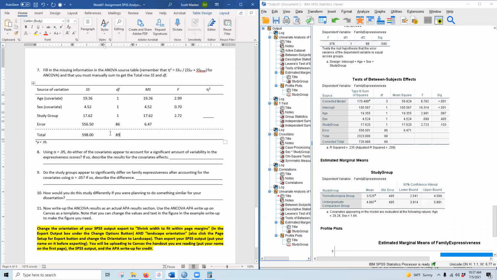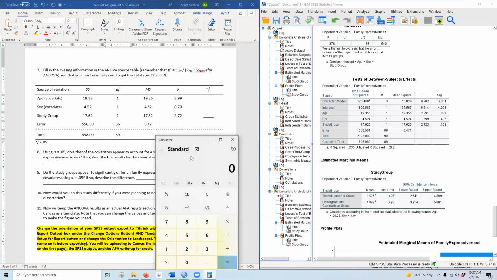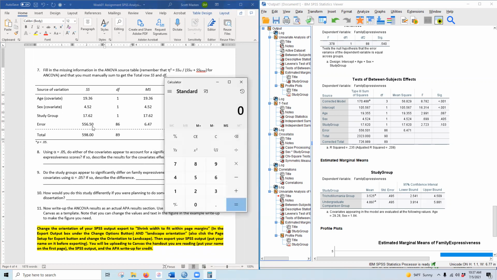All right, so eta squared is not the sum of squares for the IV divided by the sum of squares total here. It's the sum of squares for the IV divided by the sum of the error and the IV. So it's a two-stepper basically. We have to get the sum of these two things for the bottom: 17.62 plus 556.50. That's 574.12. I'm just going to write it down because it is a weekend. So we have to divide 17.62 by 574.12 to get our eta squared.